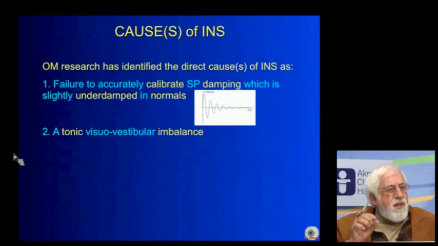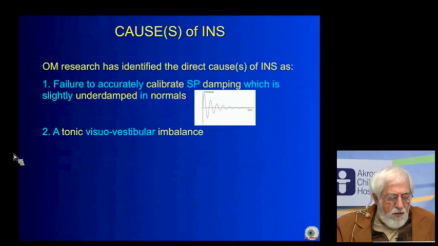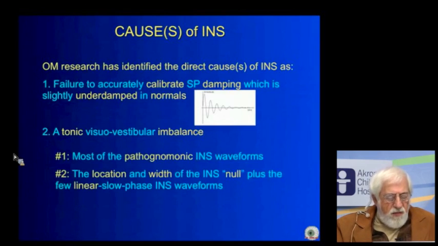When you have a system that's so close to instability, it's very easy for it to become unstable. And that answers the question of why nystagmus is so prevalent with so many other associated conditions. Anatomic visual vestibular imbalance: the first one gives most of the waveforms, and the second one really determines the position and width of the null zone.